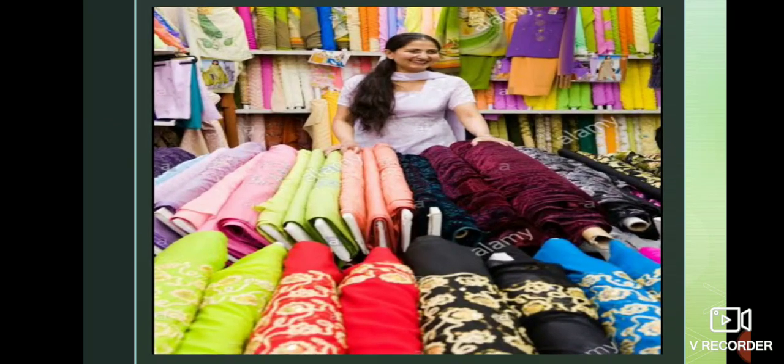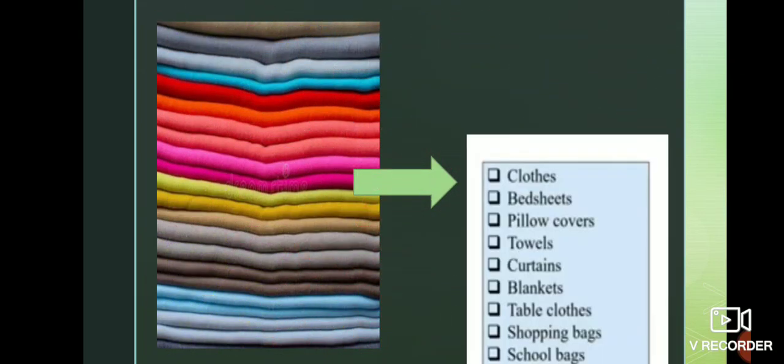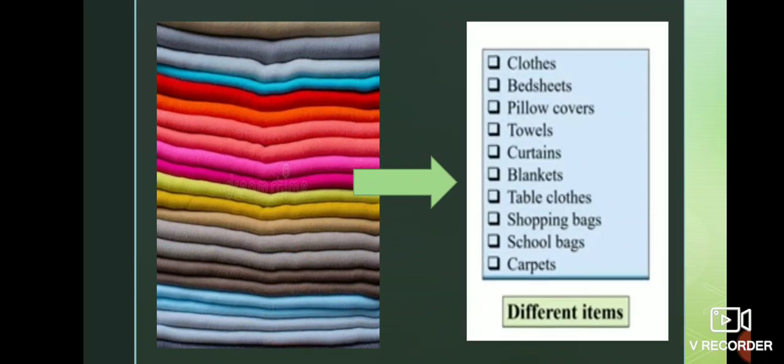All of you might have visited textile shops, isn't it? In a textile shop, we can see a different variety of clothes or fabrics: cotton, wool, silk, jute, linen, polyester, nylon, etc. And with these fabrics, we make different items like bed sheets, pillow covers, towels, curtains, blankets, tablecloths, shopping bags, school bags, carpets, etc.